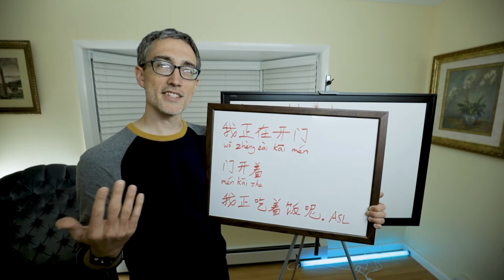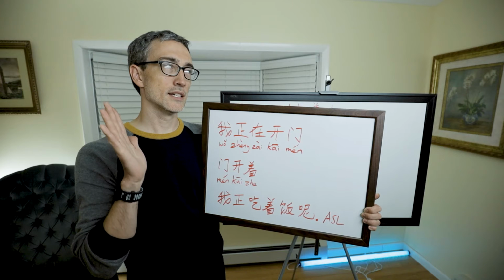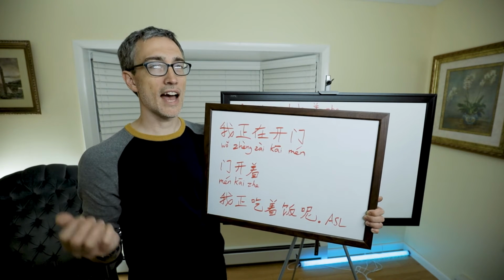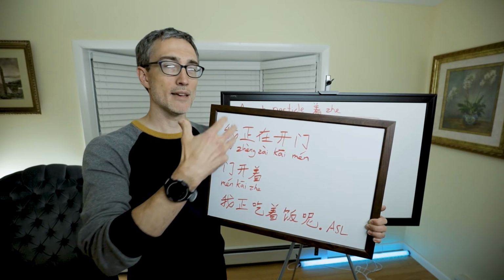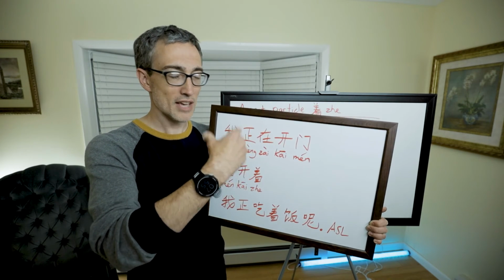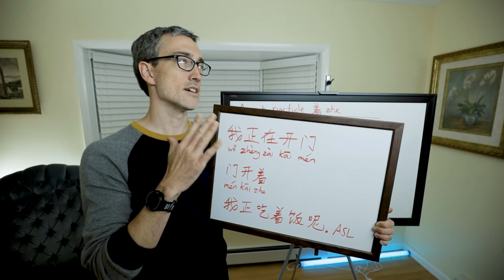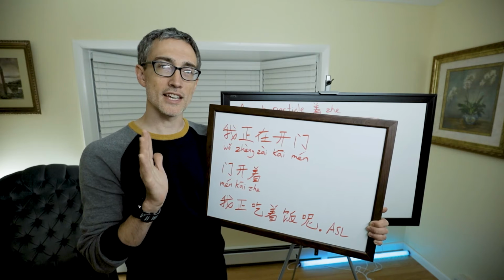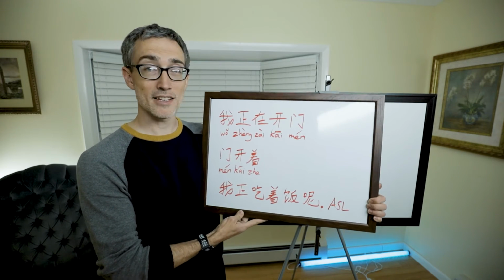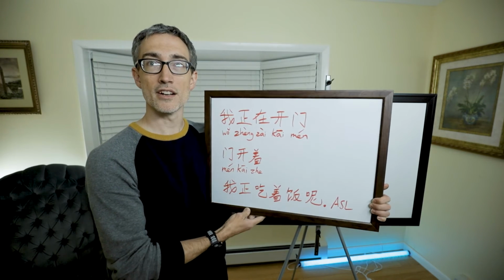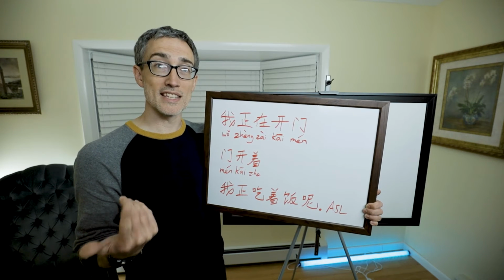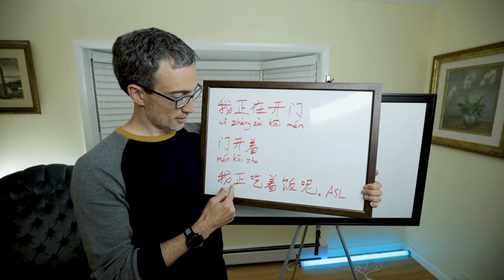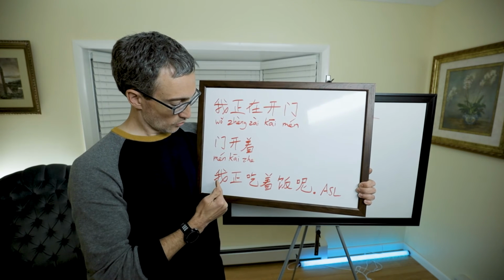Now I want to point out that this distinction between a continuous state versus a continuous action, 在 or 正在 means continuous action, 着 means continuous state. That distinction, while it's real, is a little fuzzy and there's some overlap. And in fact, sometimes they can actually be used in the same sentence describing the same thing. Here we have an example from All Set Learning where you see that.